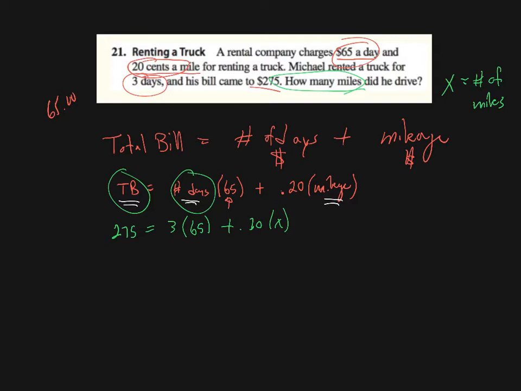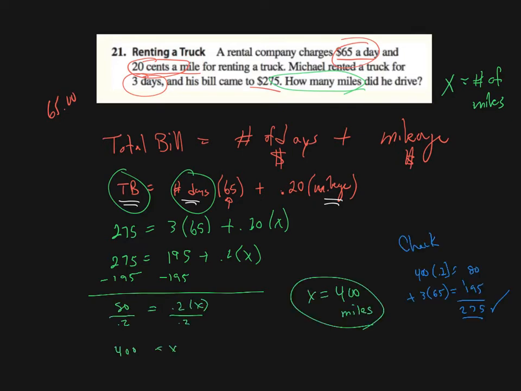And now we just go through and do a little bit of algebra. So that's going to be 275 equals 195 plus 0.2x. We'll simply subtract 195 from both sides and then divide by 0.2. And we get an answer of 400. So the answer is 400 miles.